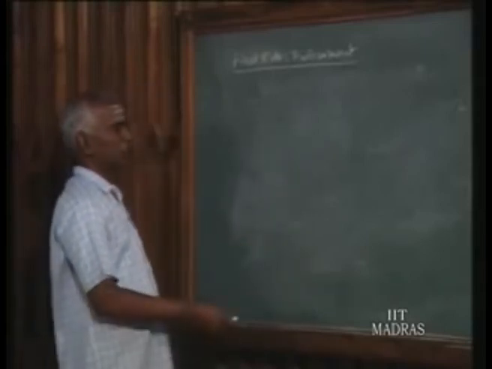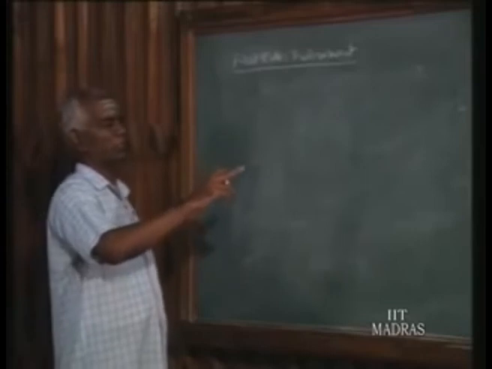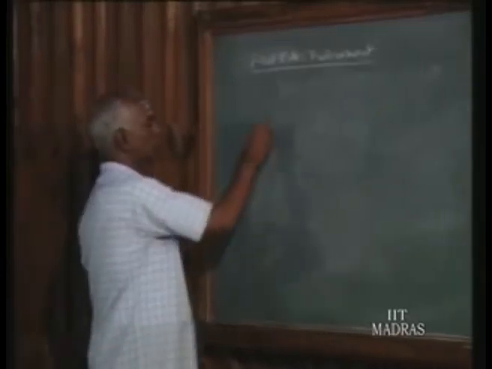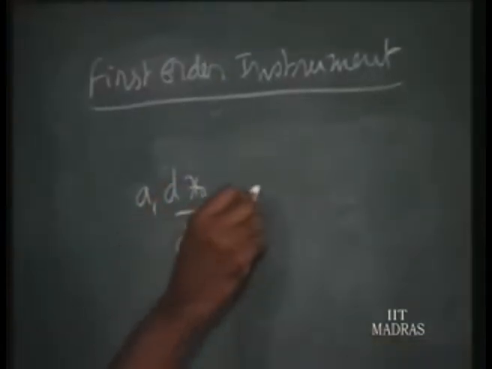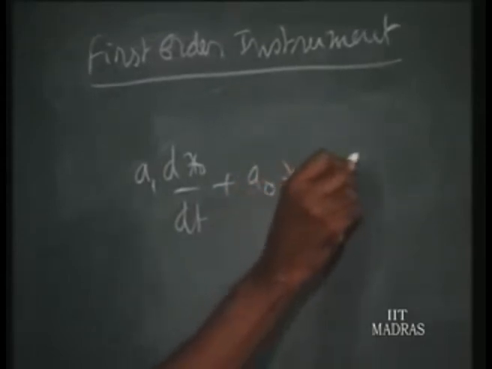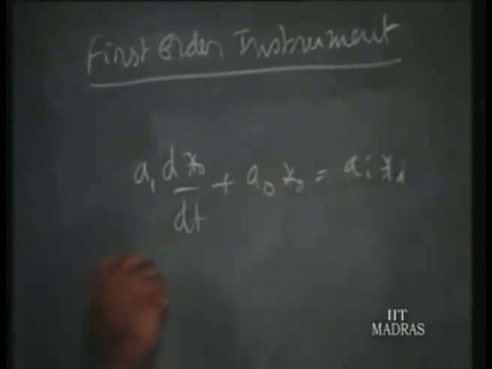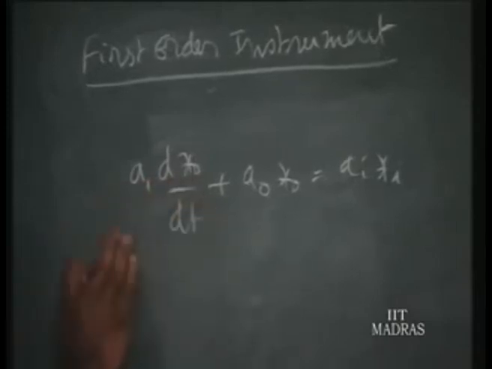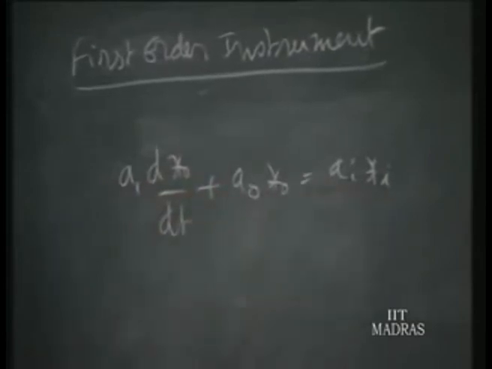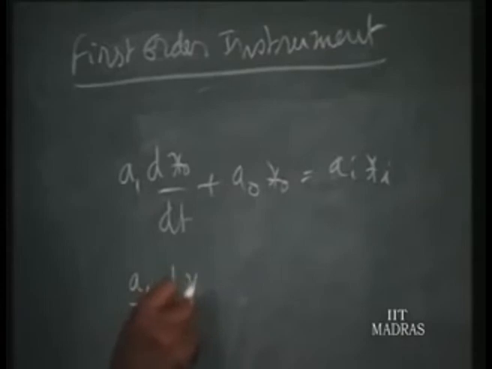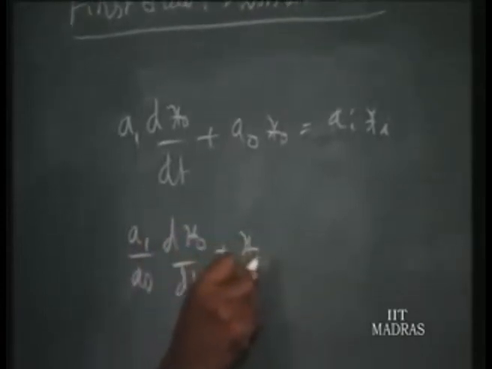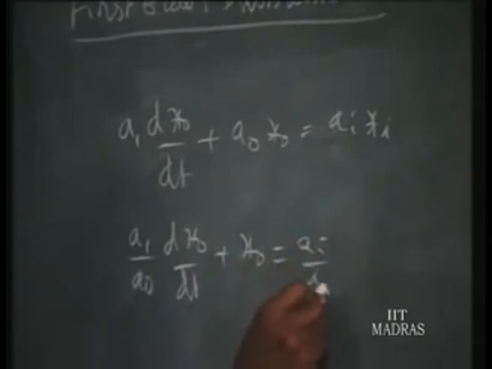Now we see the first order instruments. There, in zero order we had two terms, A0 x0 = AI xi. We have to add one more term, that is A1 dxo/dt, plus the same term A0 x0 = AI xi. This is our equation for the first order. First order is where d/dt appears, that is one extra term. Previously, up to here, we had zero order. Now rewriting this to have the coefficient of xo as 1, divide throughout by A0: (A1/A0) dxo/dt + xo = (AI/A0) xi.